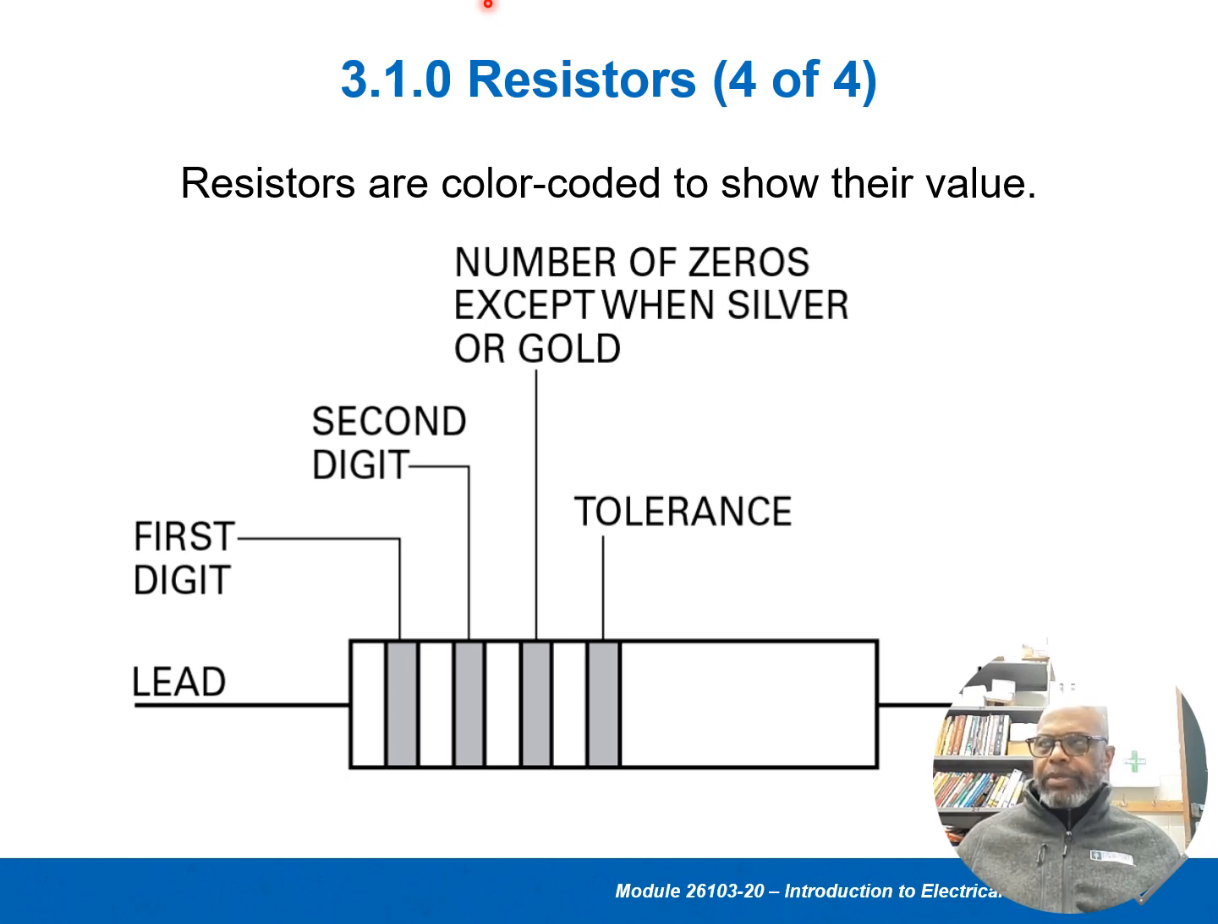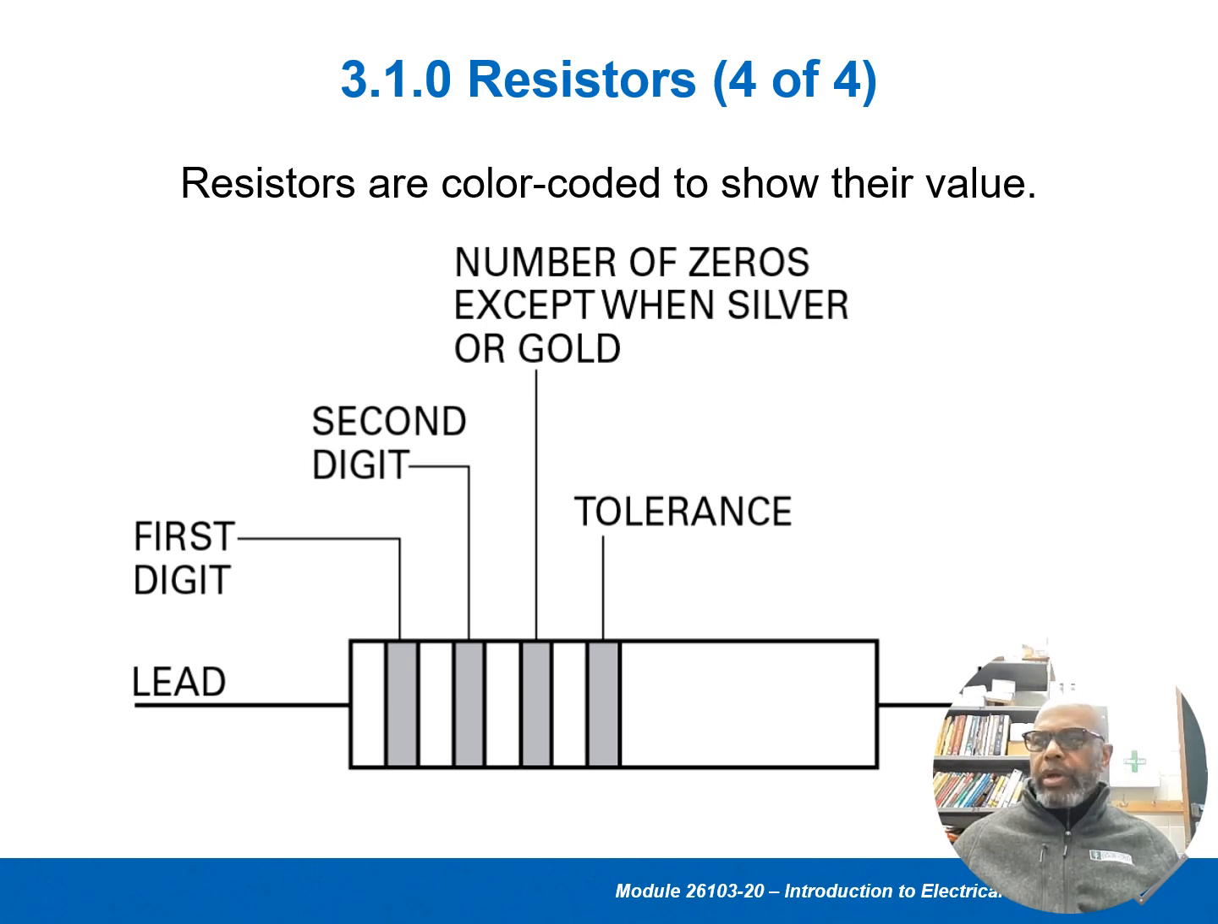The third band tells you how many zeros come after that number, and the fourth band tells you the tolerance, the percentage of plus or minus of that number, to say that the resistor is working within a certain parameter. So again, we're going to look at this a little bit differently.